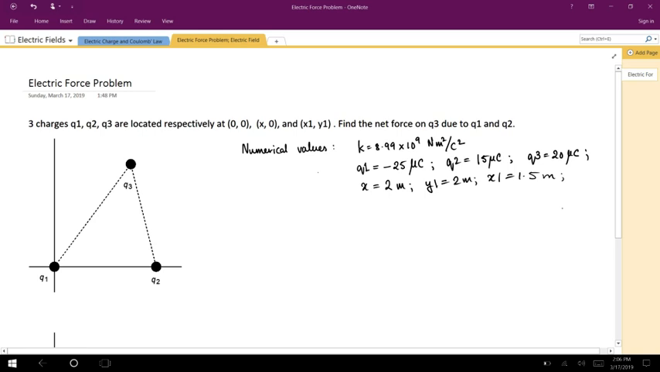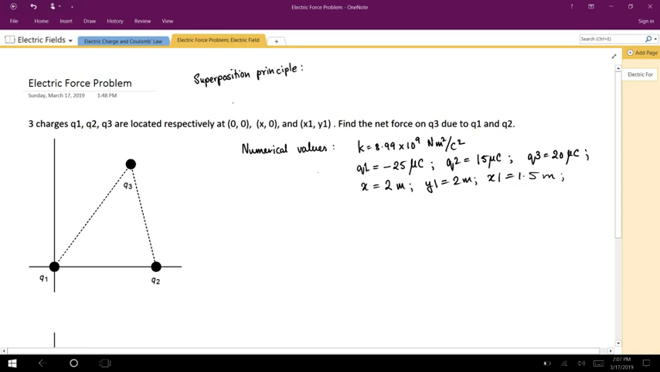Okay, in order to solve this problem, in order to find the net force on Q3 due to Q1 and Q2, clearly we have two forces, right? One on Q3 due to Q1, another one on Q3 due to Q2. And so in order to figure that out, we would first have to figure out the force due to each of these charges on Q3, and then add them together. And in adding these forces together, we're going to make use of what is called the superposition principle.